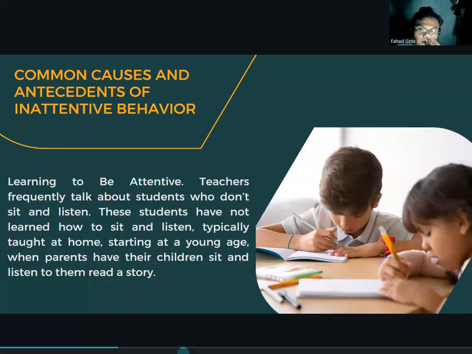Learn to be attentive. So teachers frequently talk about the students if they sit and listen. So these students have not learned how to sit and listen, typically taught at home, starting at a young age. So parents have their children sit and listen to them read a story, but many students do not have this early childhood experience and come to school without these important school readiness skills. So these students must be taught these skills at school, hopefully at the preschool or kindergarten level.